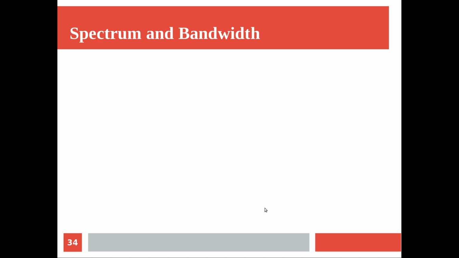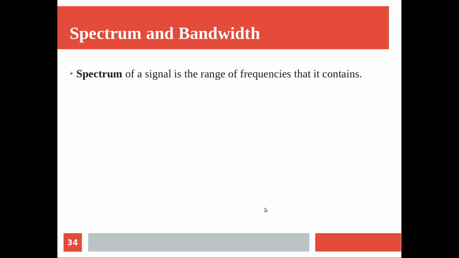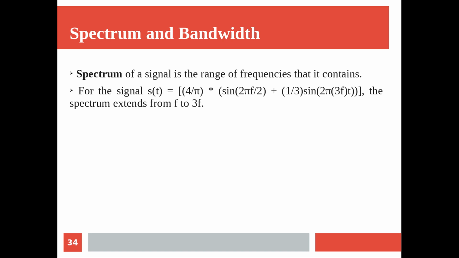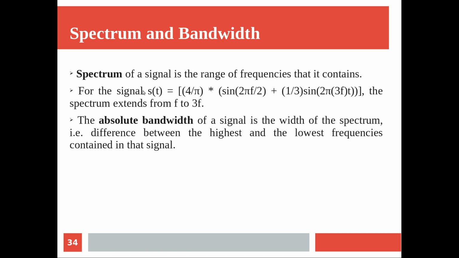Spectrum and bandwidth, some other terminologies. The spectrum of a signal is the range of frequencies that it contains. For the signal S of t equal to the previous example, also here there is a printing mistake. Here also it is f t only, not f by t. For this particular signal, the spectrum extends over the range of frequency from f to 3f, because the constituent frequencies are f and 3f. So, that is the spectrum. Now, the absolute bandwidth of a signal is the width of the spectrum, that is the difference between the highest and lowest frequencies contained in that signal. For the above signal, the bandwidth is 3f minus f, that is 2f.